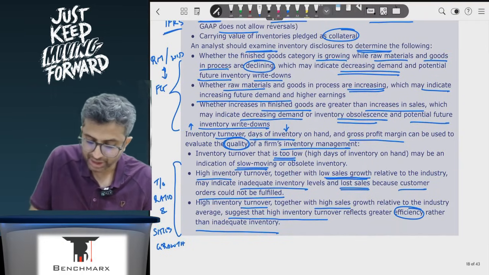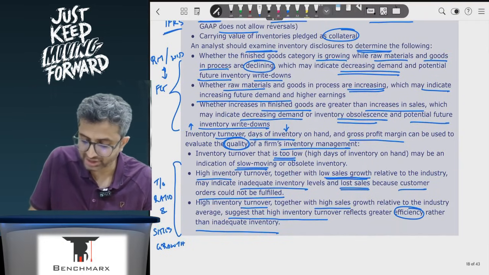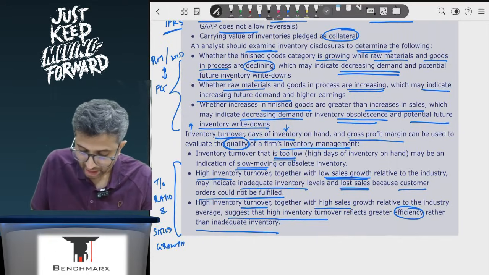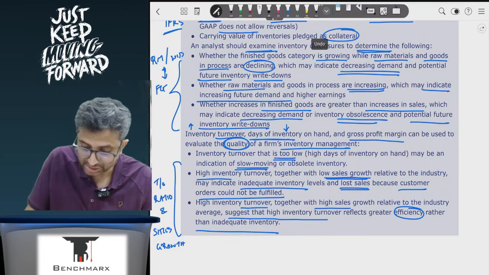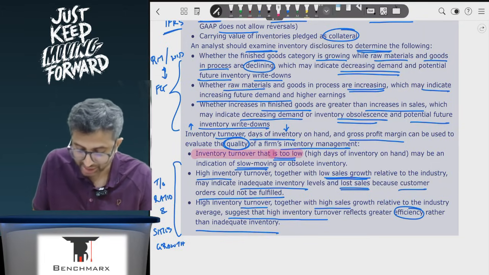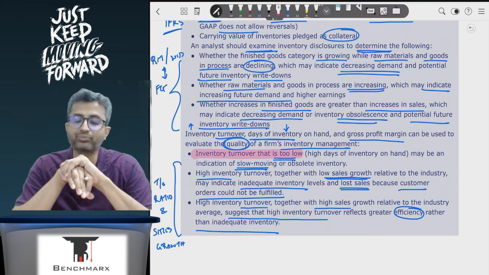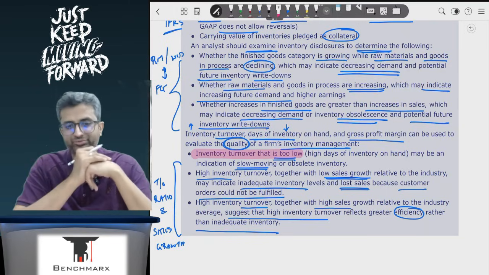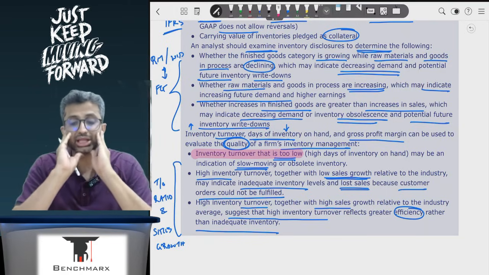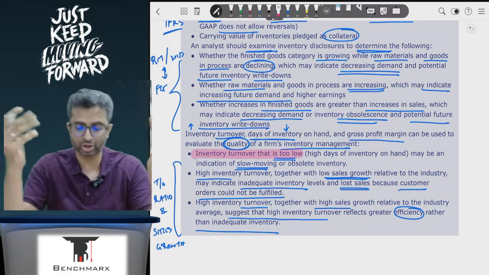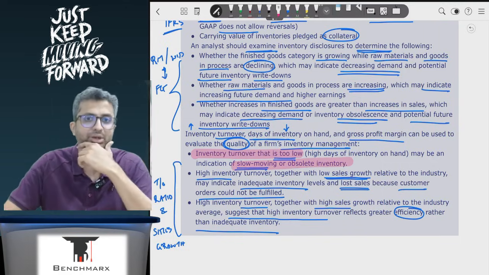So over here, an analyst should examine inventory disclosures to figure out a few things, like if inventory turnover is too low. What is inventory turnover? COGS divided by inventory. Now if turnover is too low, that can showcase very slow or obsolete stock. You are making inventory but it is not getting sold, it is showing slow or obsolete inventory.